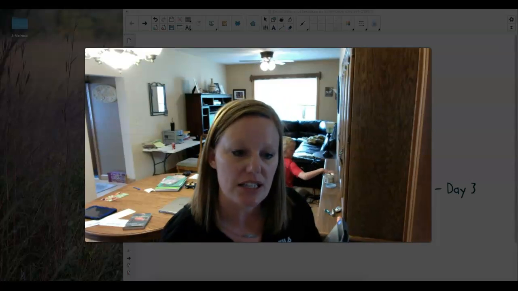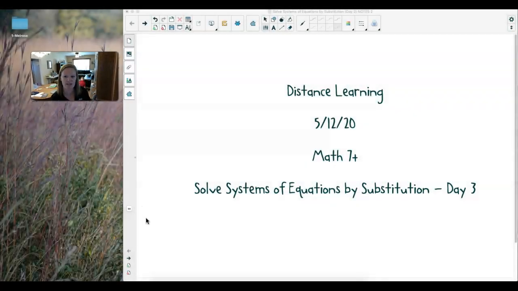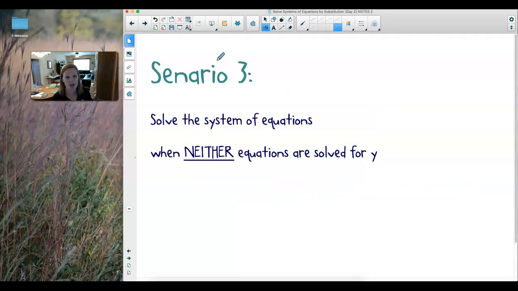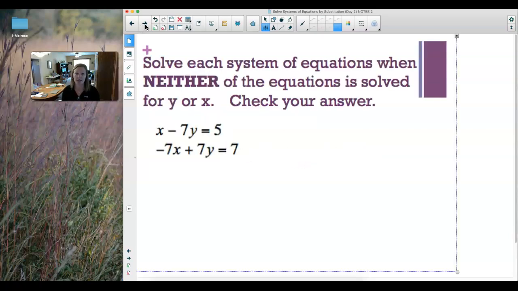So we're going to continue with systems of equations by substitution today. Today we're going to look at a third scenario. Now this one I left for a day by itself because it's a little bit trickier. We're going to solve systems of equations when neither of the equations are solved for y. Okay, so I will show you what that looks like.